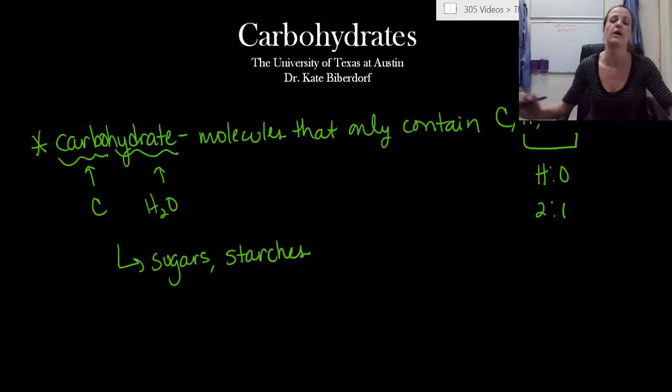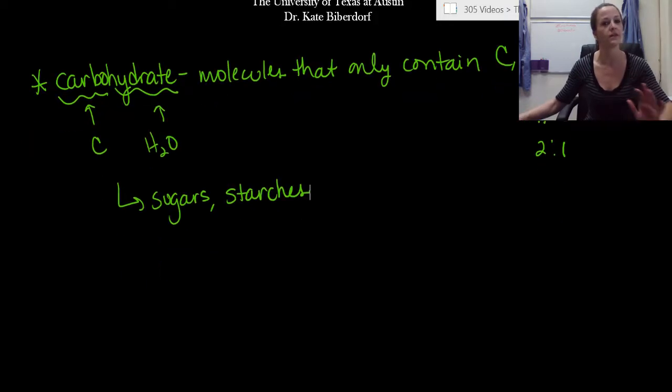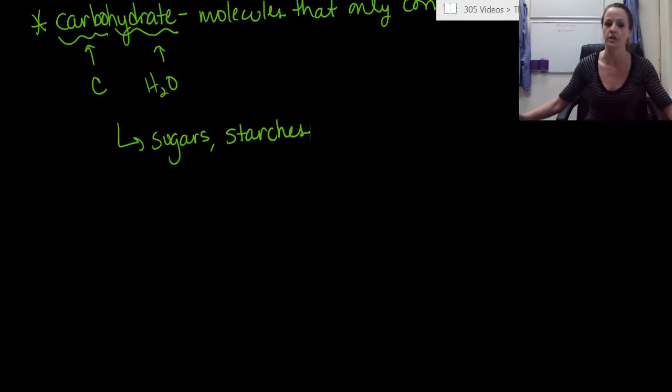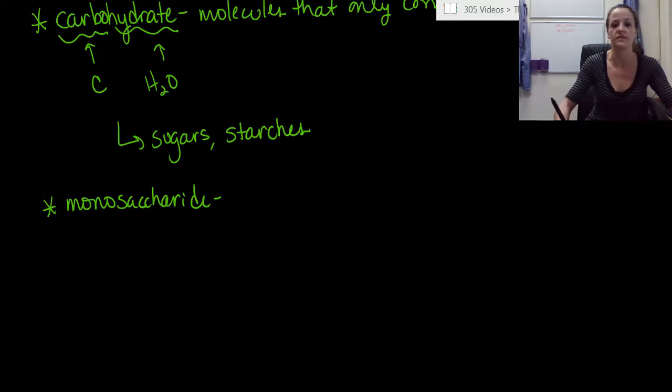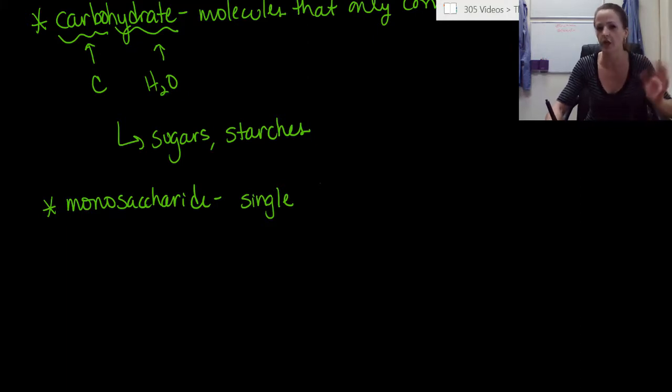Okay, and so we use about 3 different words to classify the differences between a sugar and a starch. So the first word we want to talk about is called a monosaccharide. Okay, a monosaccharide, which is essentially mono meaning one, or in this case we call them single, and then saccharide is usually the word sugar. Usually we say that. So a single sugar.